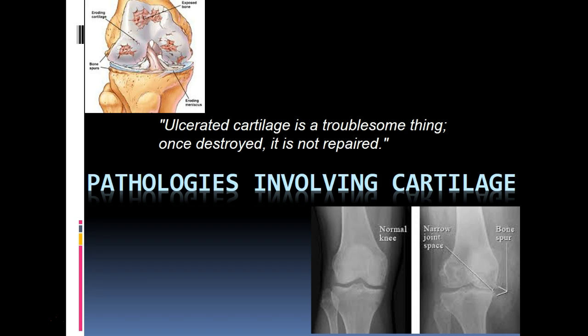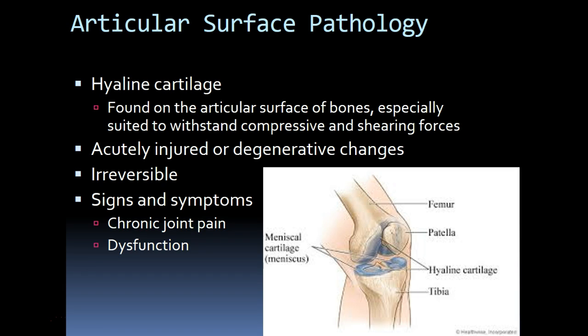We're starting to see it more often in a younger population, and so what we're going to be talking about now really is articular surface pathology, and pathologies that affect the joint's articular surface. In other words, the two surfaces that move against one another. So the first thing we're going to talk about is hyaline cartilage.